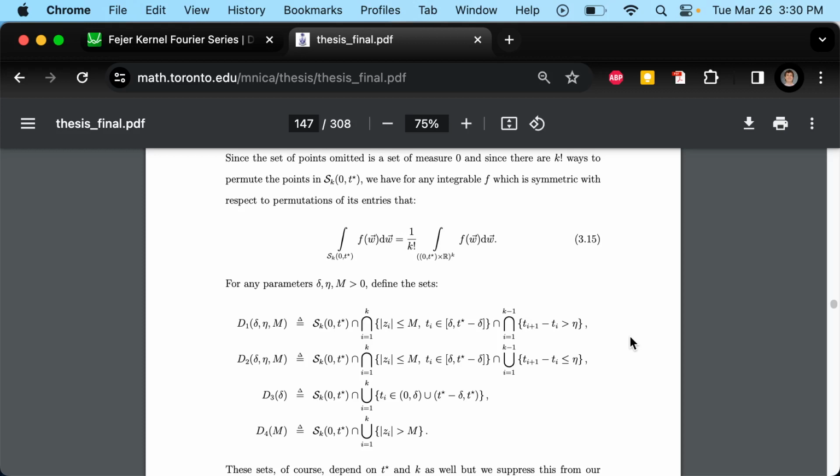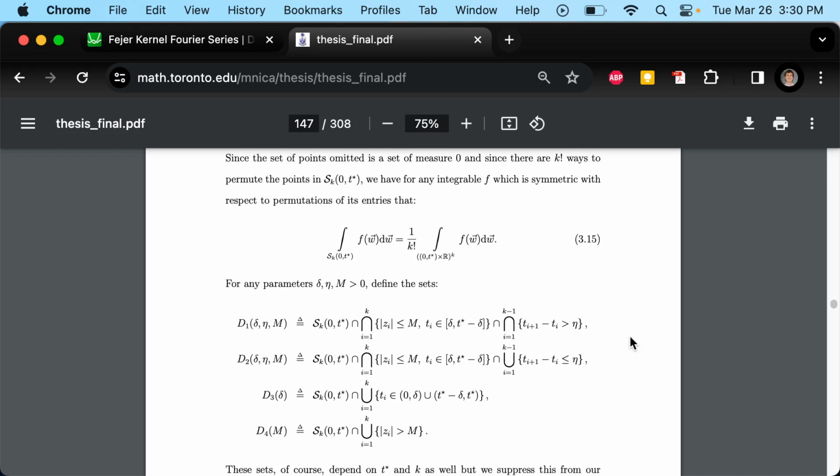And for parameters delta, eta, and M, we split up the integrals into 4 parts. There's this D1, D2, D3, and D4, okay? D1 is where the absolute value of z is less than M, and there's a delta to minus delta, exactly like we were doing. So t is between delta and t star minus delta. And then over here in D3, we cover the place t star minus delta to t star. So this is like very close.